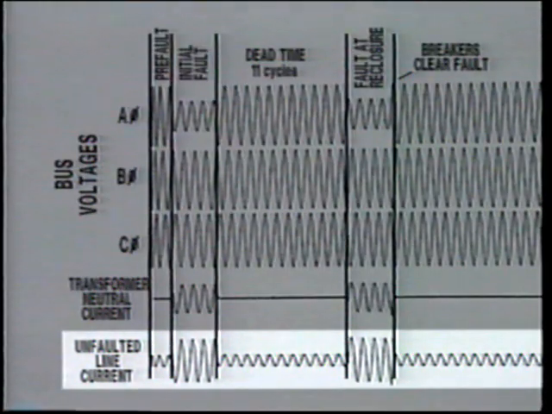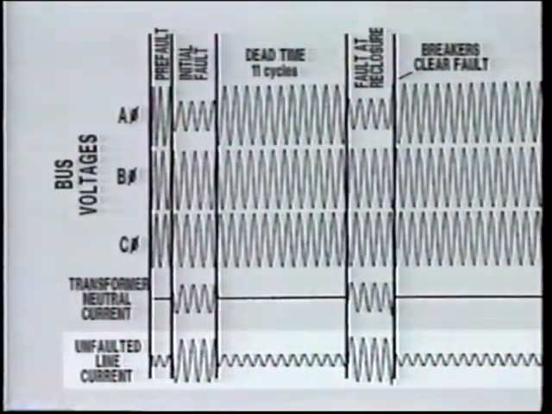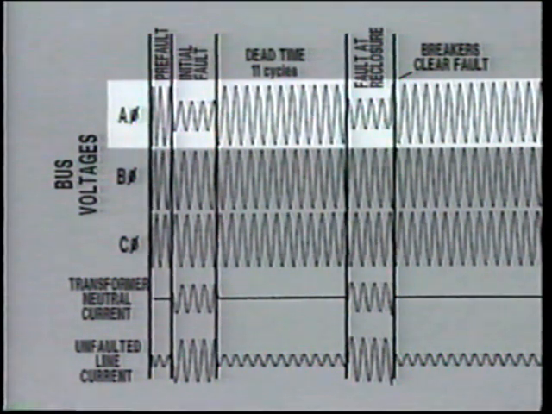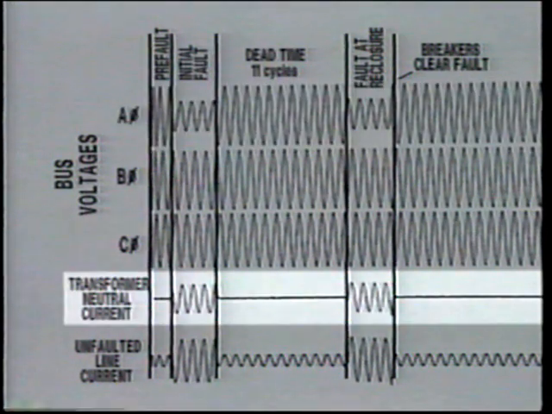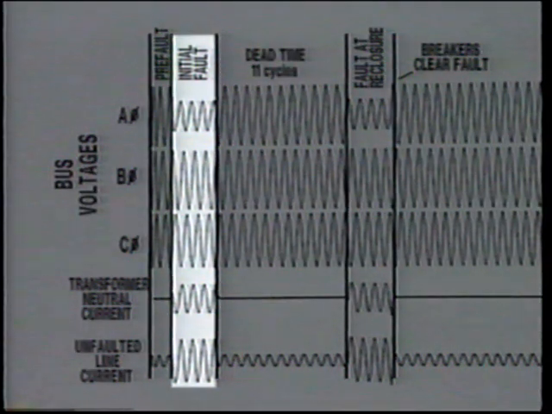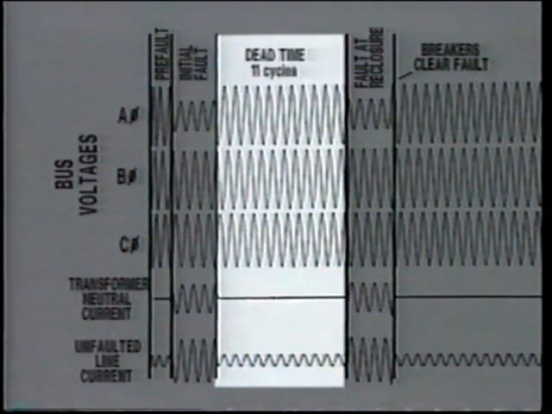From the trace of line current, you can see that the line we have monitored is not the faulted line. This is obvious since the current resumes its normal load level after the fault is cleared. From the bus voltages, we conclude that the fault is a single line-to-ground fault on A phase. This is confirmed by the transformer neutral current. We can also tell that the fault duration is 4 cycles, and the line dead time is 11 cycles.